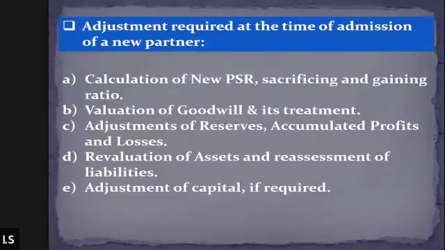I've also told you that whenever a person gets admitted to the partnership, it requires us to do five kinds of adjustment, five kinds of calculation, you can say, for the time being. Calculation of the new profit sharing ratio, the sacrificing and gaining ratio, valuation of goodwill, adjustment of reserves and accumulated profits, revaluation of assets and reassessment of liabilities, and adjustment of capital if required. So these are the five adjustments that need to be done in this topic, admission of partner. We will be covering all these points one by one.